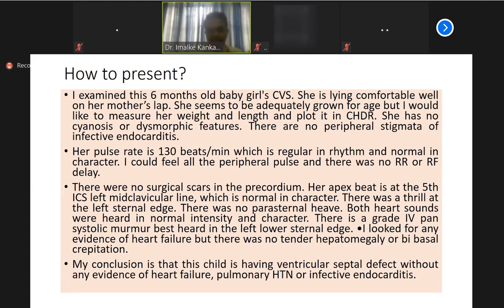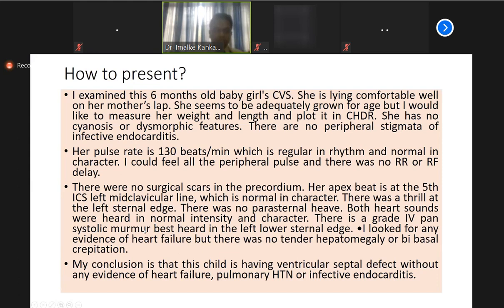Her apex beat is at the 5th intercostal space, left mid-clavicular line, and it's very important to say left side or not, which is normal in character. You can't diagnose thrusting or heaving apex in children. In adults, yes. There was a thrill at the left sternal edge. There was no parasternal heave. I just did all these things in a rush.